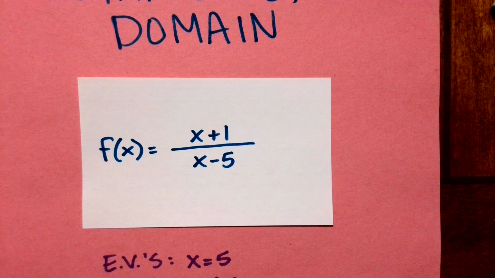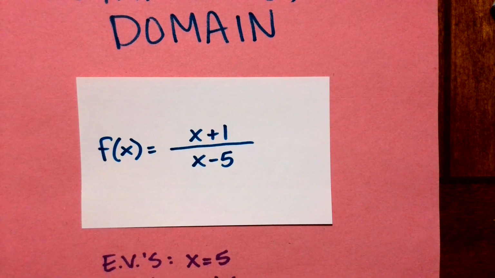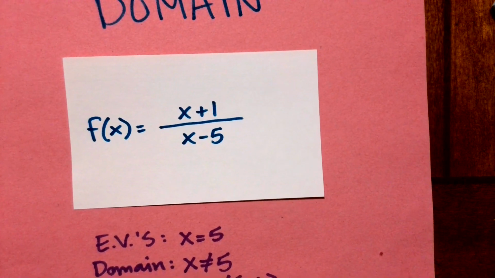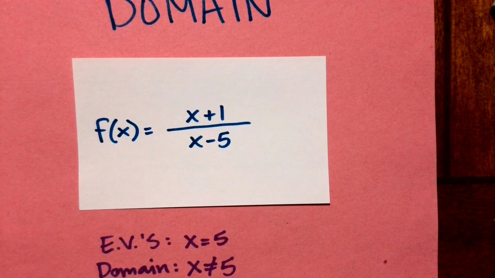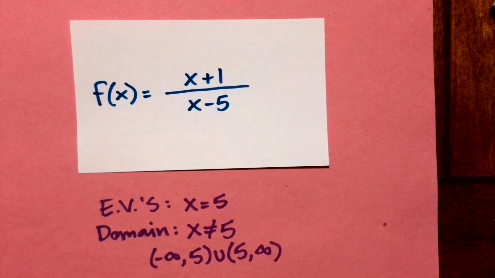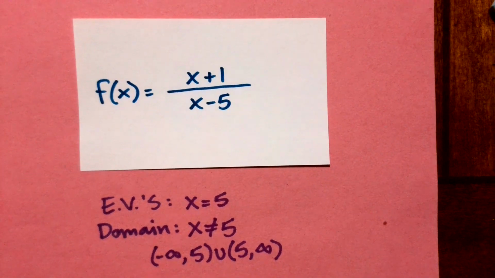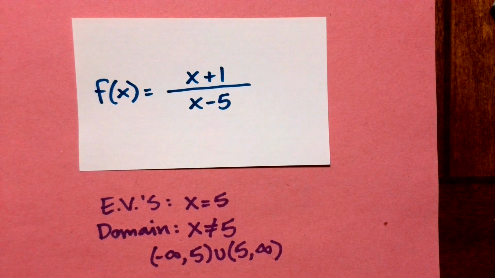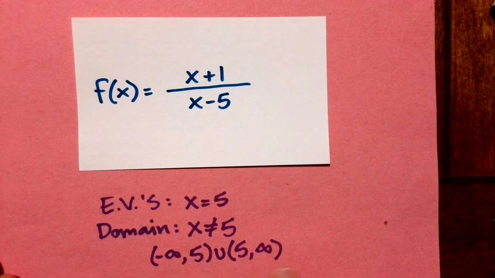And then that works hand in hand with the domain, because if x can't be 5, we can either write the domain as x is not 5, which would mean it's everything else except for 5. We can plug in anything else. Or we can write it in interval notation, where we're saying that the domain goes from negative infinity to 5, but doesn't include it, and then from 5 to infinity. So we're saying the same thing as we were saying there. We can use every x value except for 5.